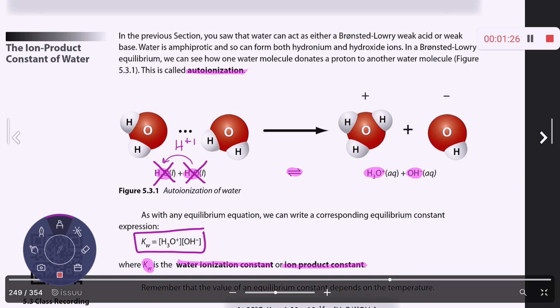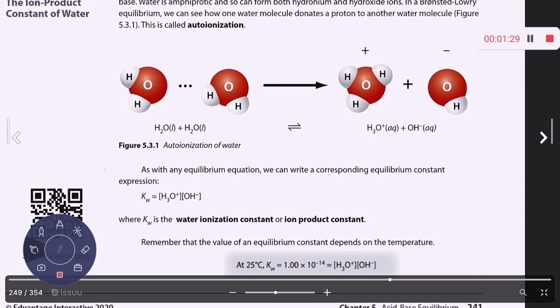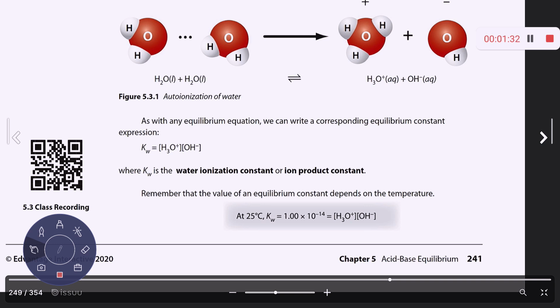Now, this has a value depending upon the temperature that you're at. So if you're at room temperature, which is about 25 degrees Celsius, that means Kw equals 1 times 10 to the negative 14th, and that equals the hydronium times the hydroxide ion concentration. So I will be giving you this equation. You will never have to memorize it, okay? Let's turn to the next page.